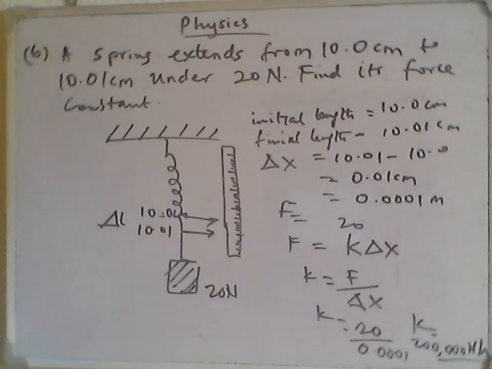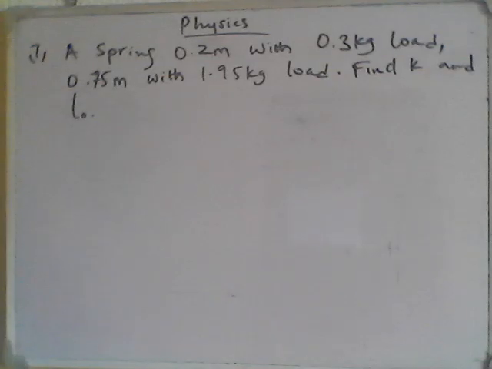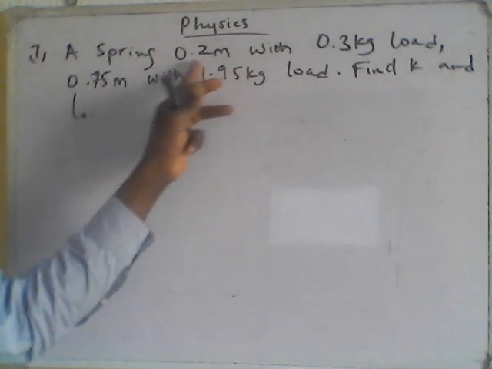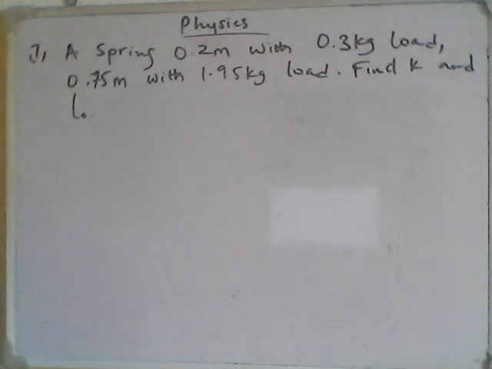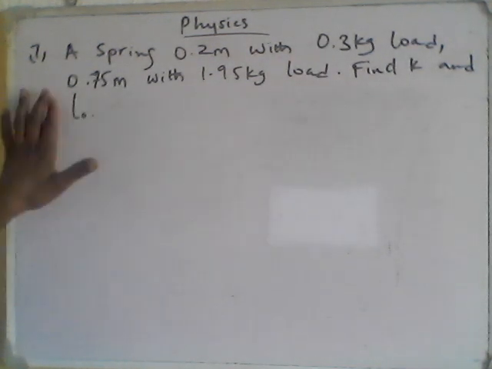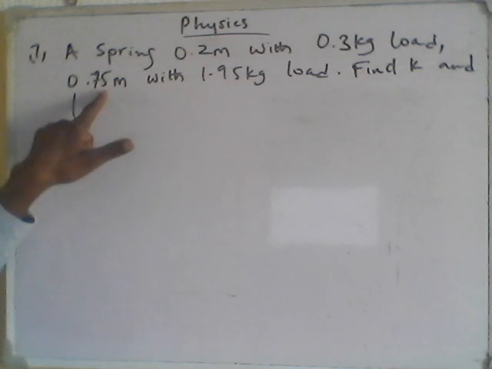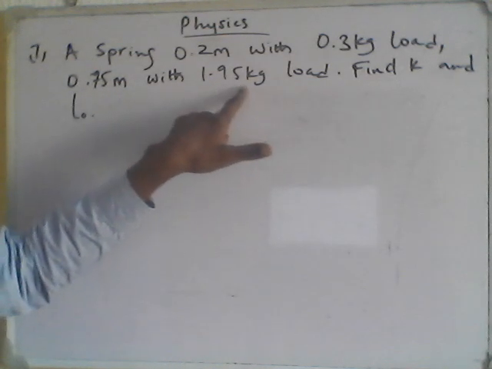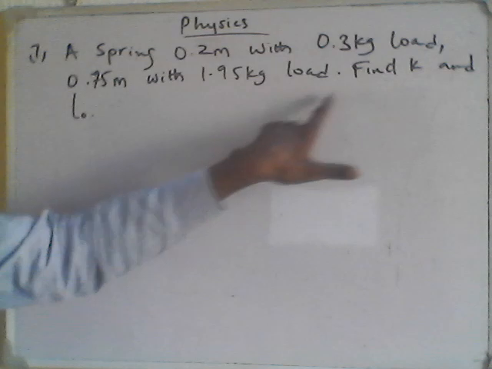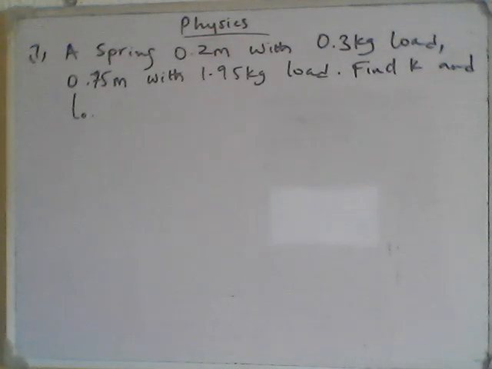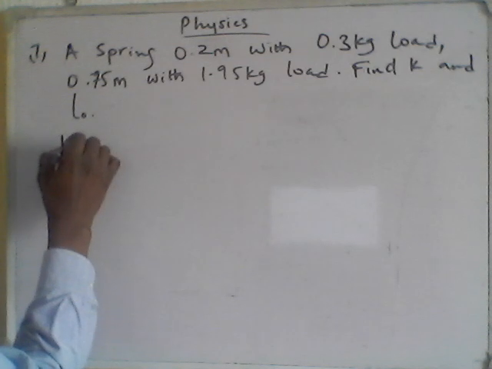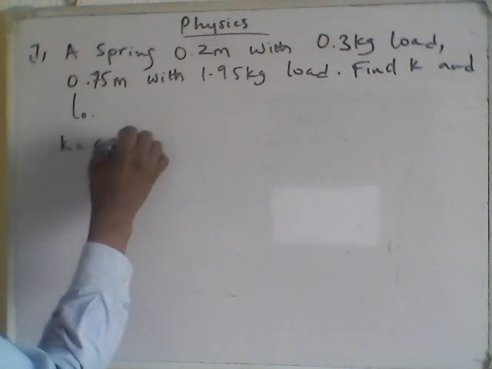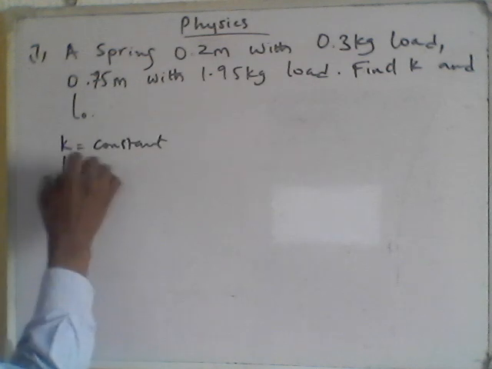Okay, we'll go to the next question. Okay, so I have this question on the board. It says a spring of length 0.2 meter with this load, 0.3 kilogram, and again on that instance I have 0.3 meters with 1.95 kilogram load. Find K and LO. K is the Hooke's constant, or the constant of proportionality, and LO is the initial length.